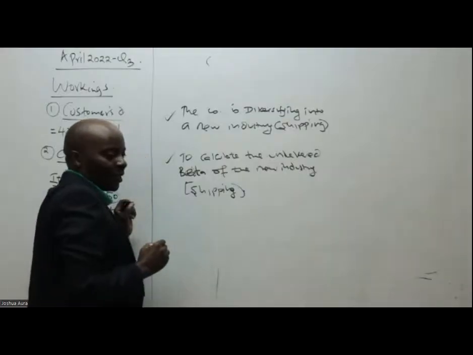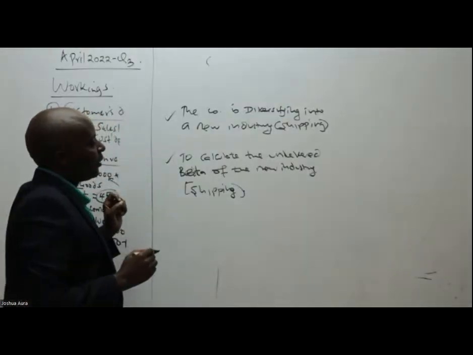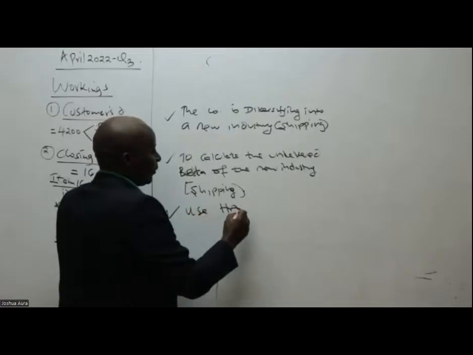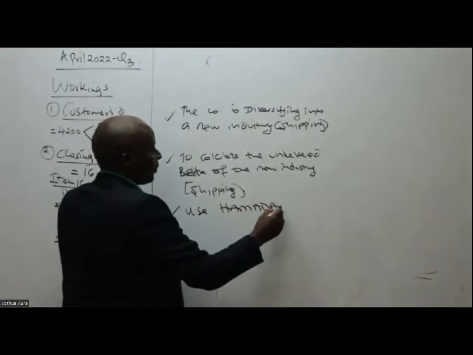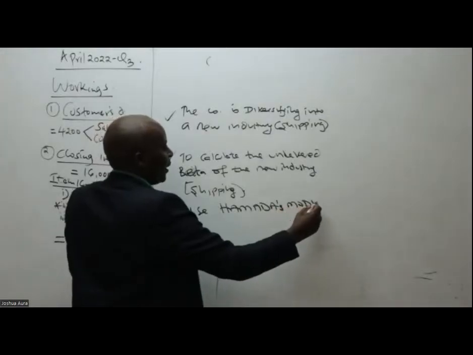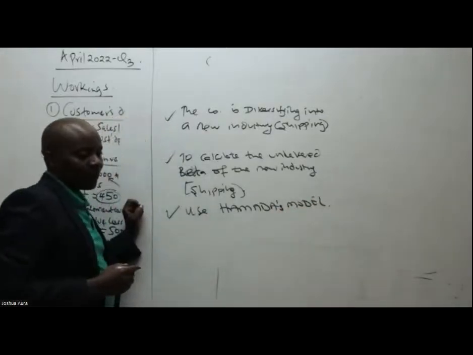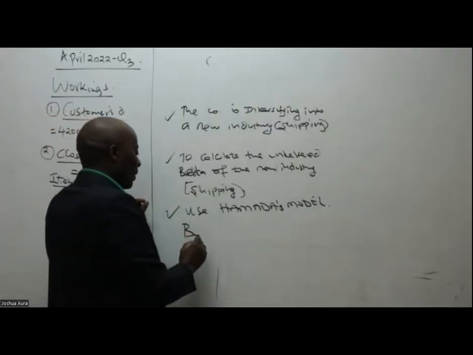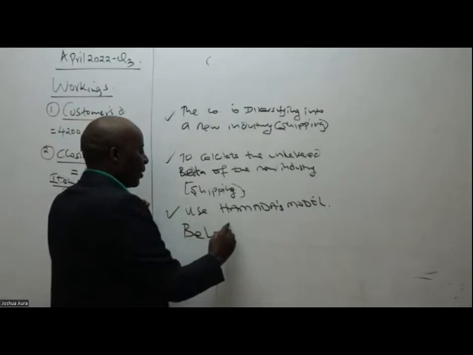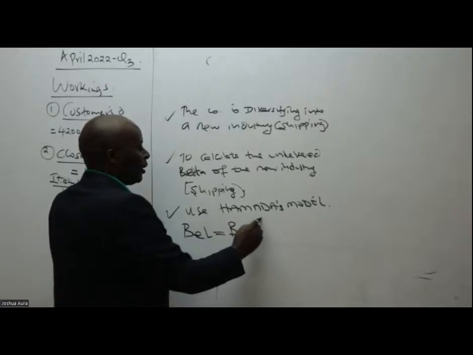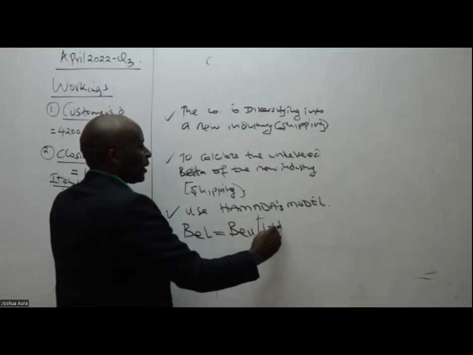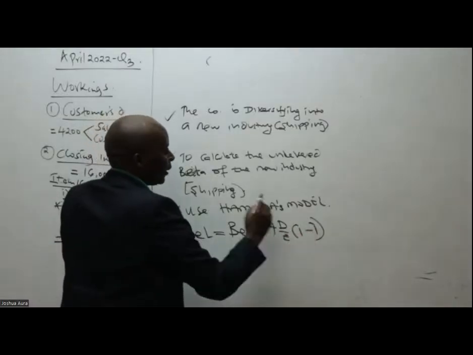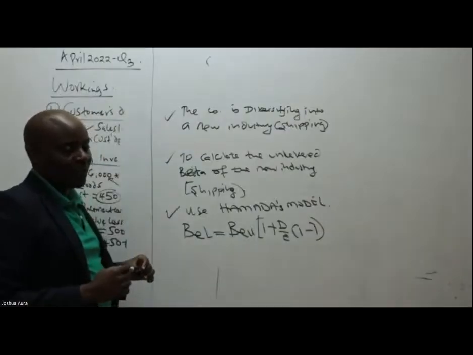Great. Which model do we use? Use Hamada's model. And if you remember Hamada's model, we have beta equity of a levered firm equals beta equity of an unlevered firm times 1 plus debt over equity, times 1 minus tax.